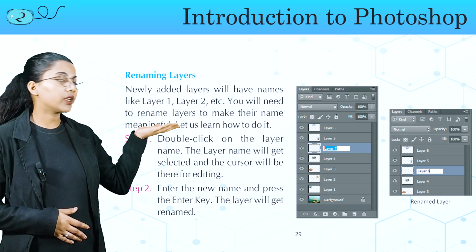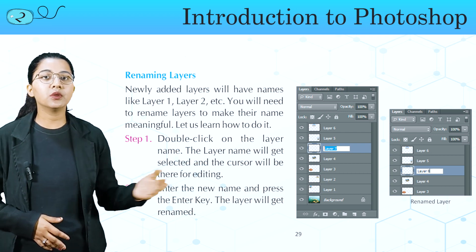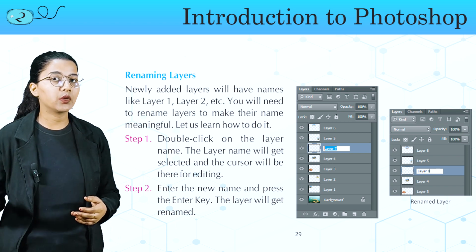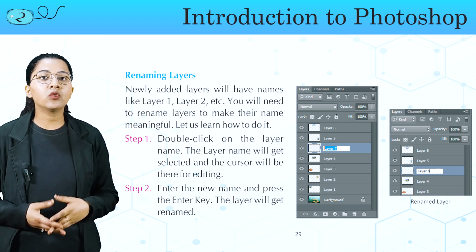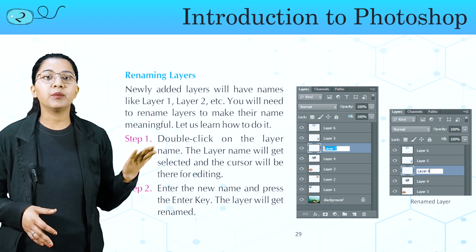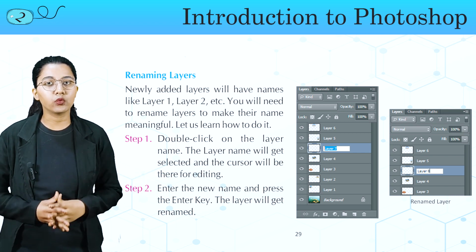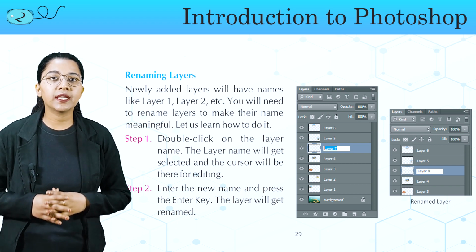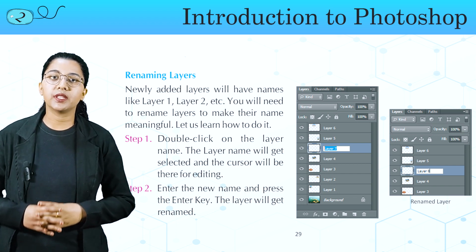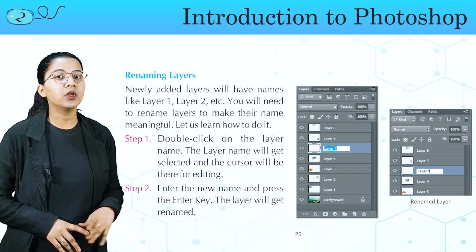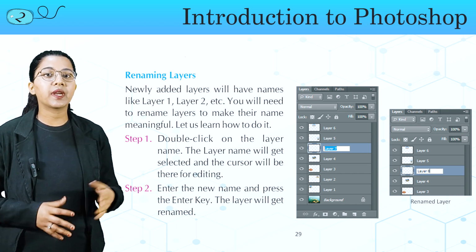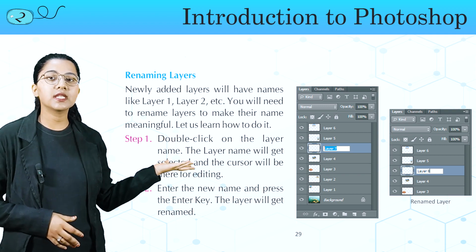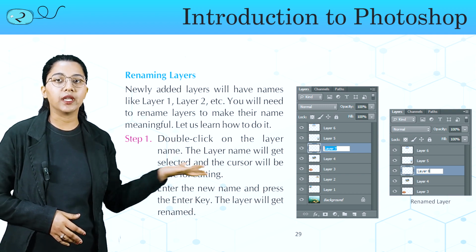Now, we are going to learn renaming layers. Newly added layers will have names like Layer 1, Layer 2, etc. You will need to rename layers to make their names meaningful. Let us learn how to do it. Step 1. Double click on the layer. The layer name will get selected and the cursor will be there for editing. Step 2. Enter the new name and press the Enter key. The layer will get renamed. So here you can see the interface of rename layer.